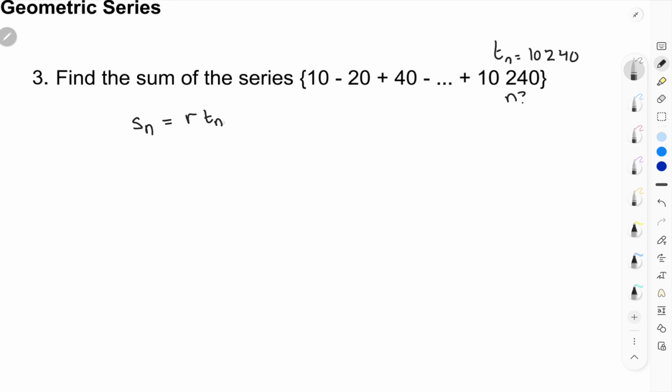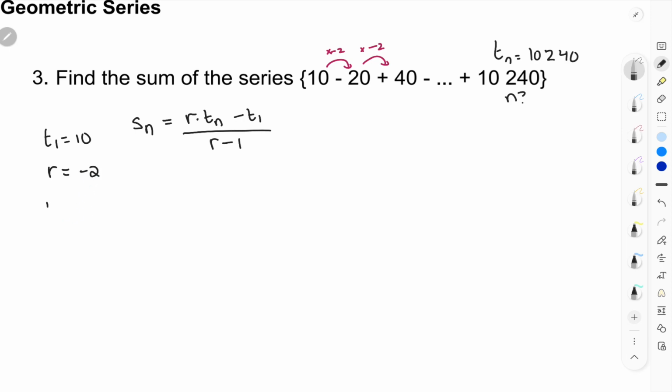So it's R times Tn minus T1. Notice there's no brackets here. The R is just multiplied by the last term, over R minus 1. Where my first term is 10, my R, notice the change in signs. Notice it changes to subtraction. That's an indication that my R is a negative value, so R is -2.